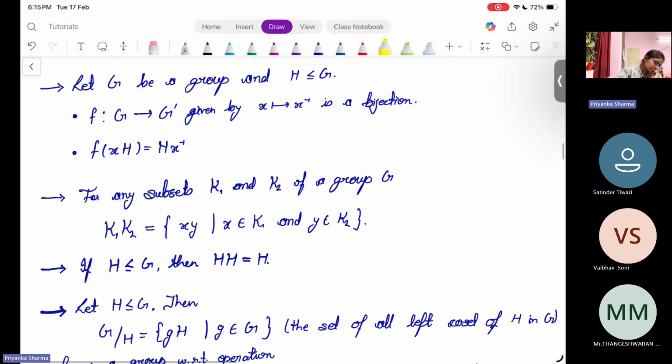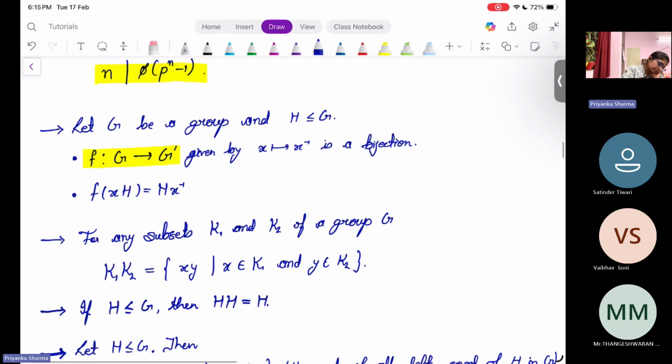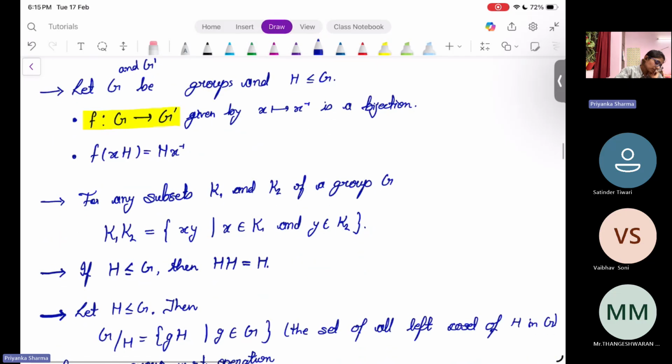We quickly revise them. So let G be a group and H is a subgroup of G. Then a function f from G to G dash. Okay, this G dash is another group. So let's write it as, let G and G dash be some groups.